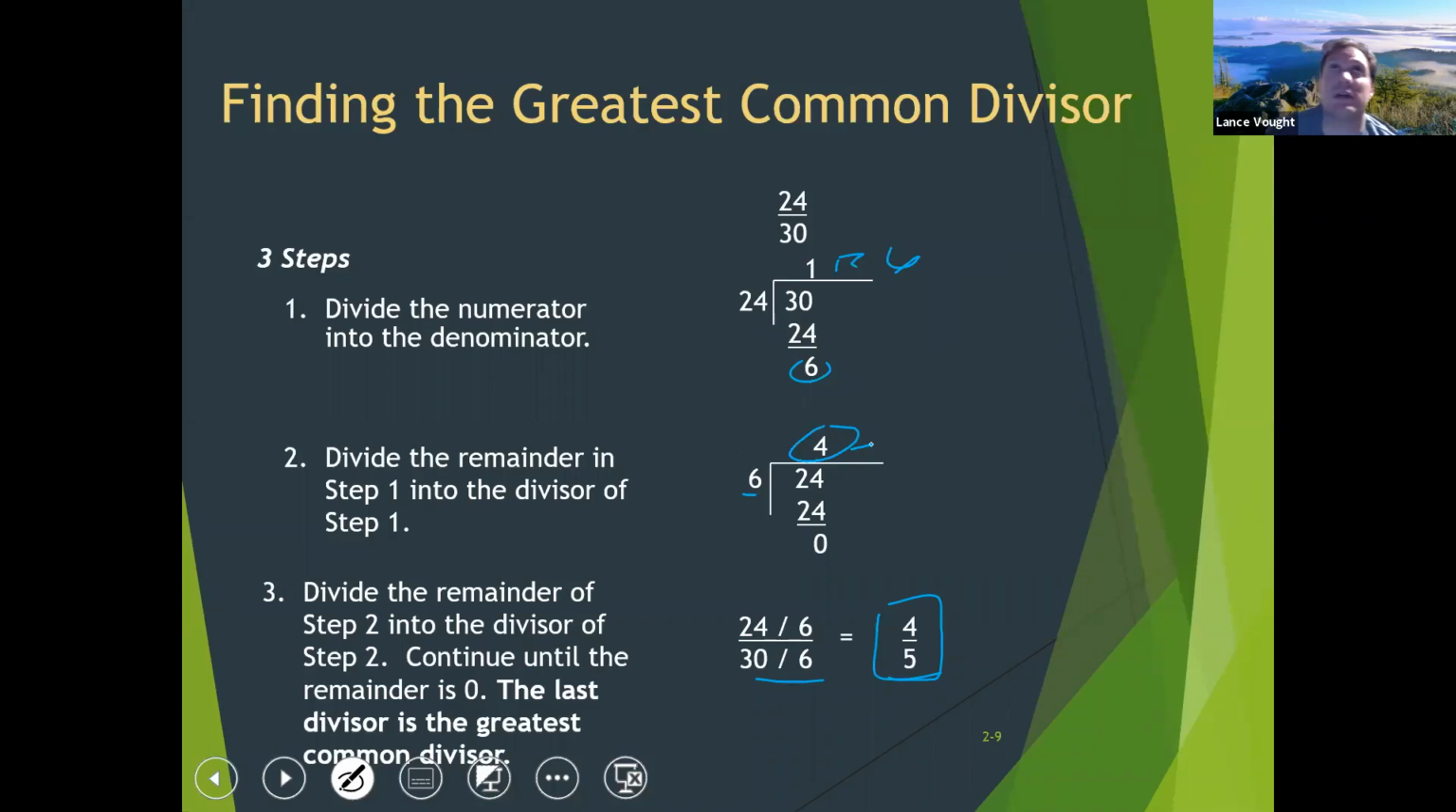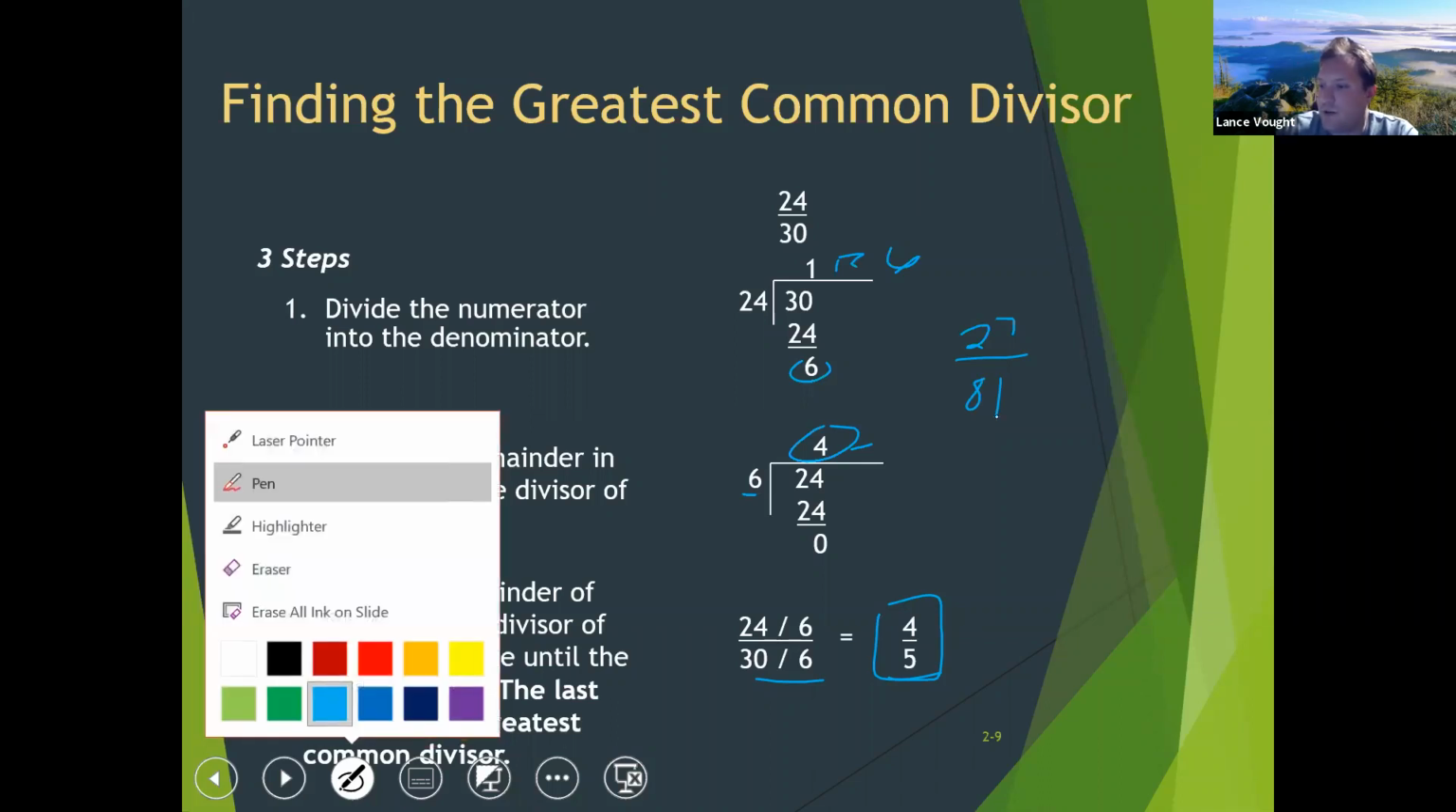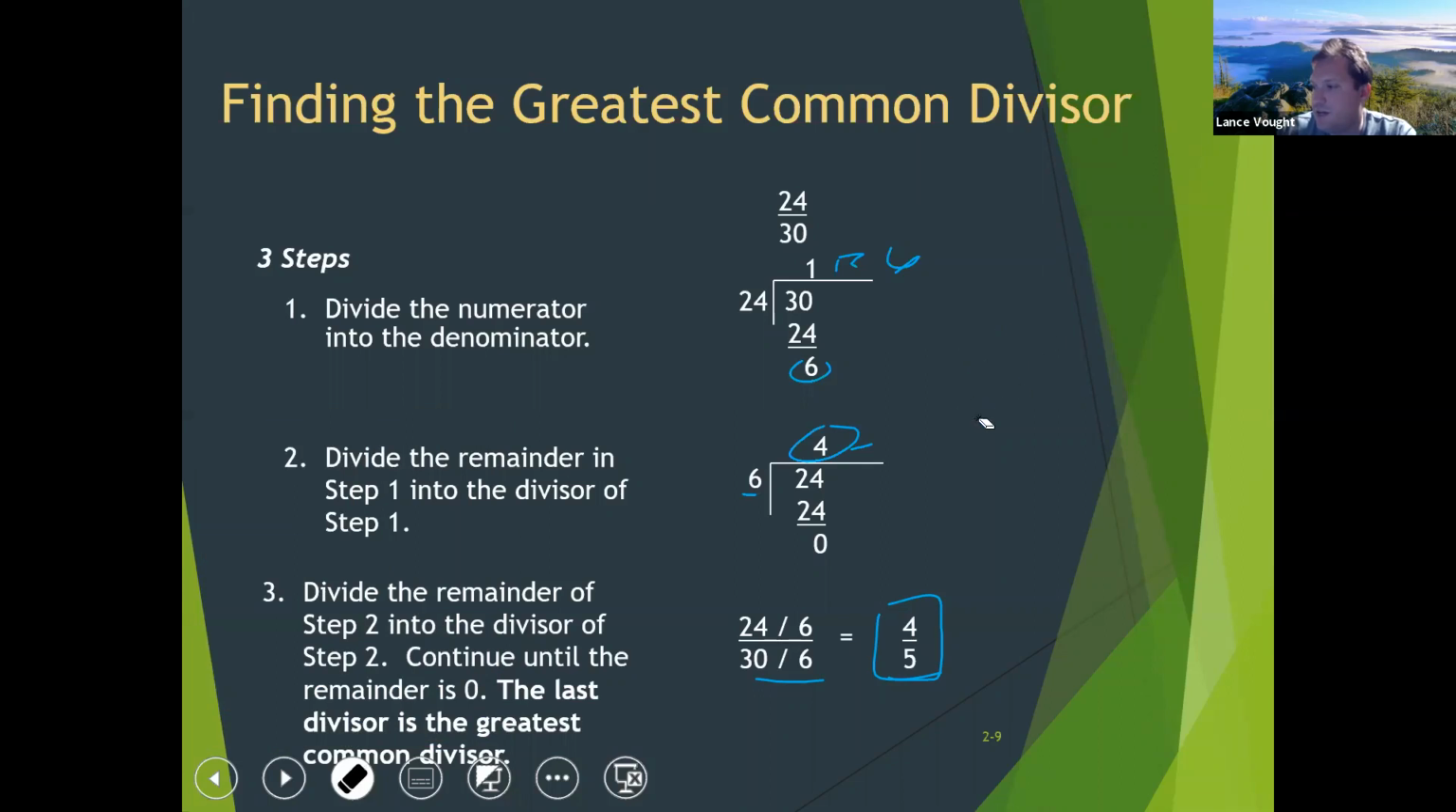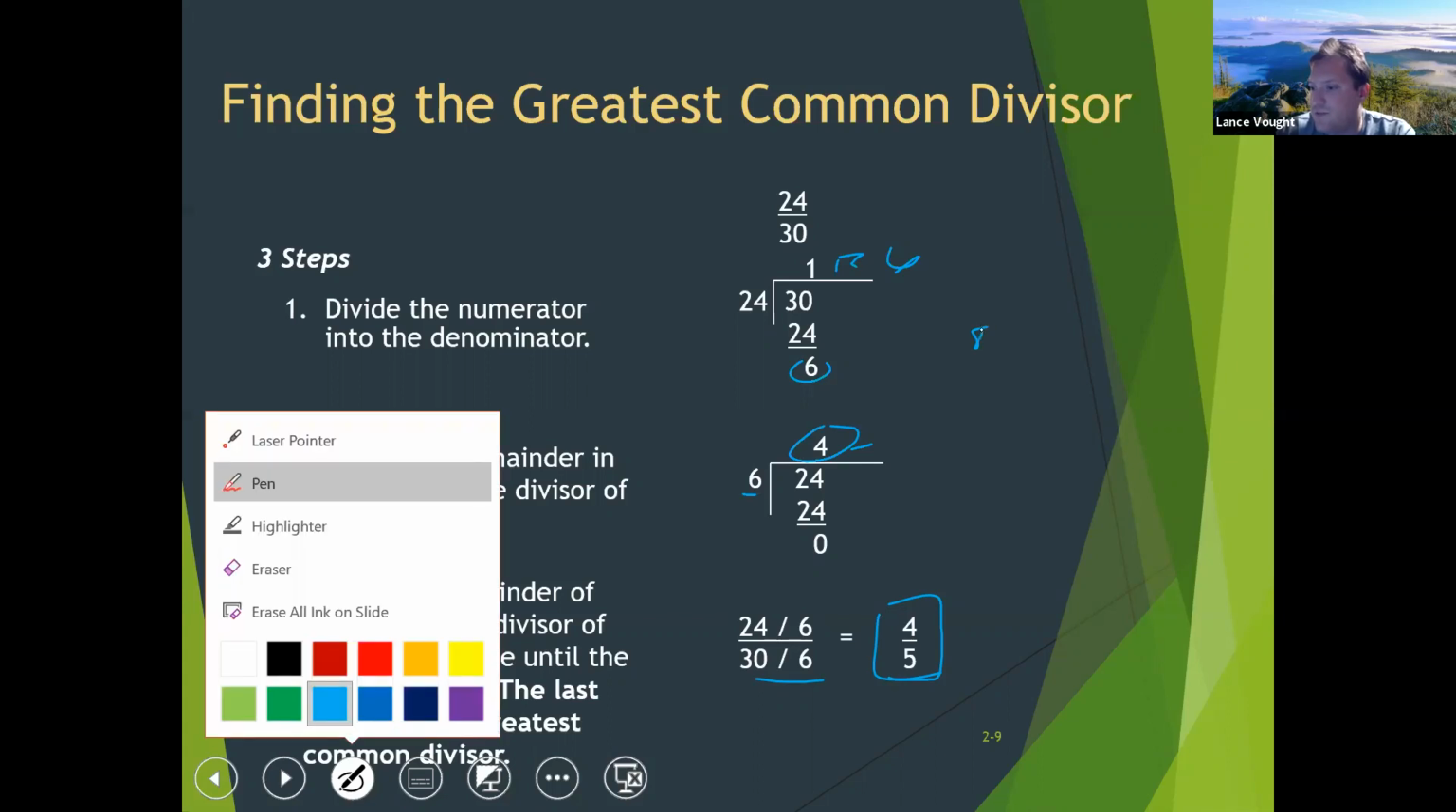Will this always work? I'm trying to think of an example where it won't off the top of my head. Generally, this should work, but there could be a case where it doesn't. So let's do, I don't know, 27 over 81. Actually, let's do it the other way around. No, let's do 54 over 81.